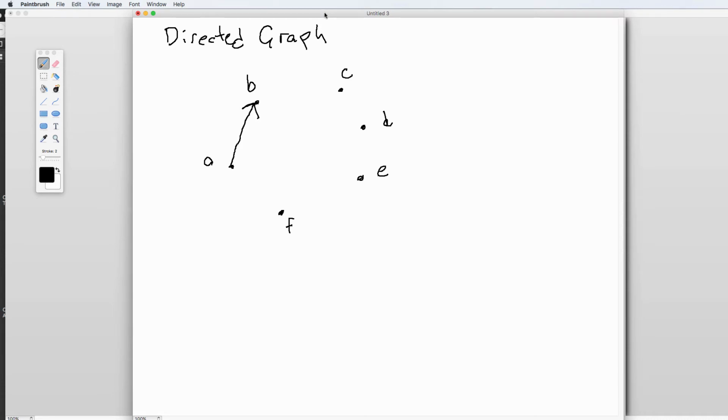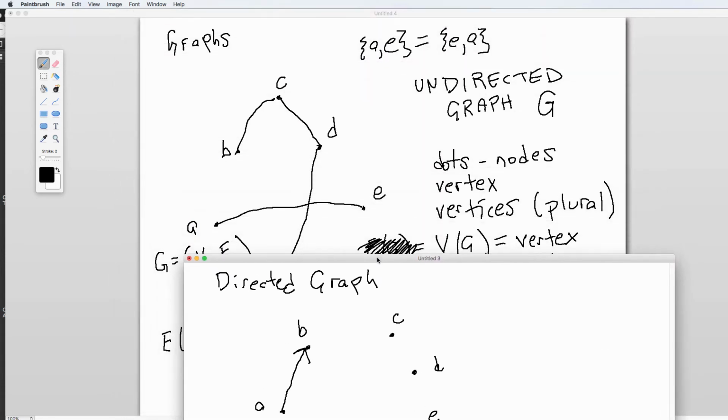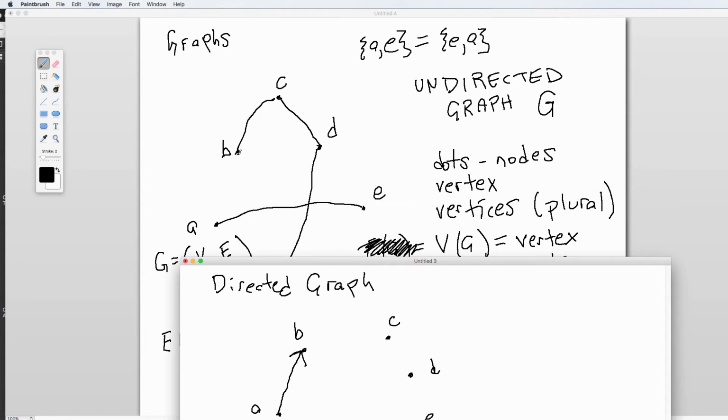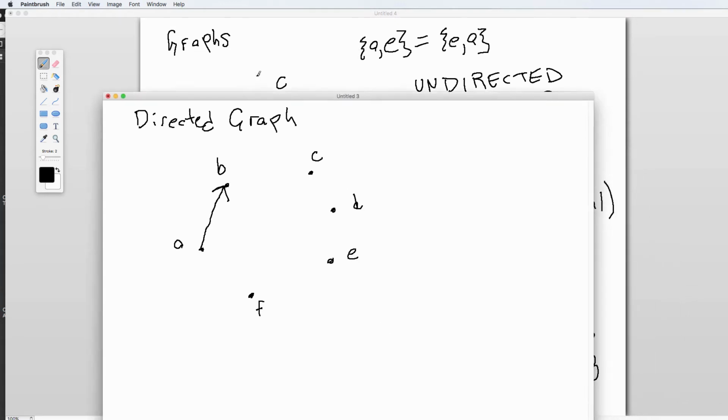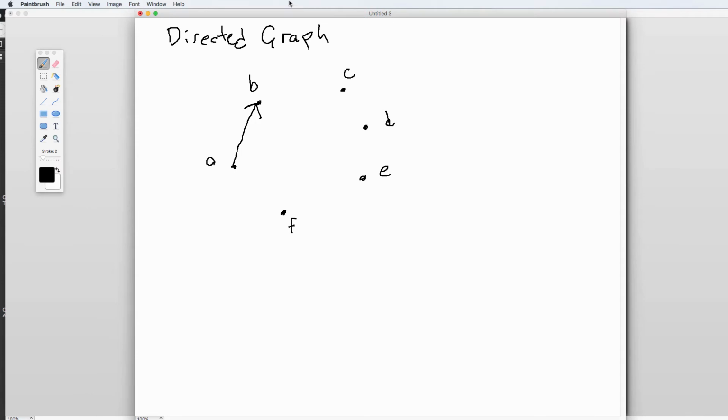So I want you to distinguish this from the undirected graph. In an undirected graph, we're basically saying that you can go in either direction here. You can go from B to C, or you can go from C to B. But over here in the directed graph, there is a direction associated with it.